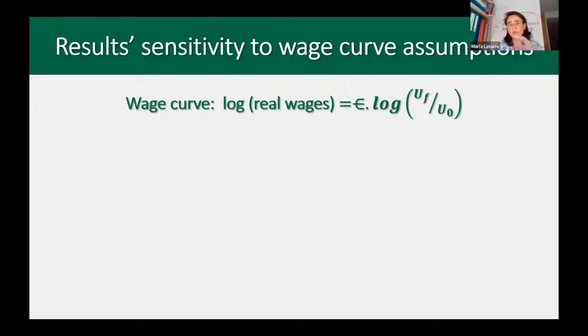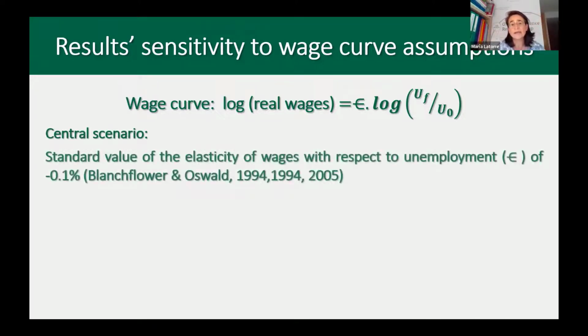So in numbers, what we put in the model is that the local real wages respond to the changes in unemployment. So we have the initial unemployment, and the level of unemployment after the impact of the agreement, and it responds with an elasticity, which is negative, and usually in the literature, it is given a value of minus 0.1, which is what we use for our central estimations.